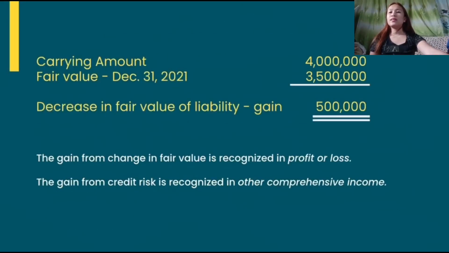In getting the decrease in fair value of liability, the gain is computed using the carrying amount, which is 4 million, and the fair value on December 31, 2021, which is 3,500,000. We deduct it and we get 500,000. The gain from change in fair value is recognized in profit or loss, and the gain from credit risk is recognized in other comprehensive income.